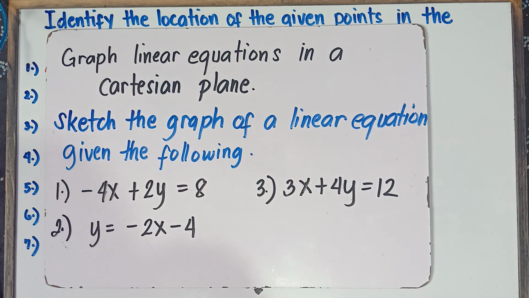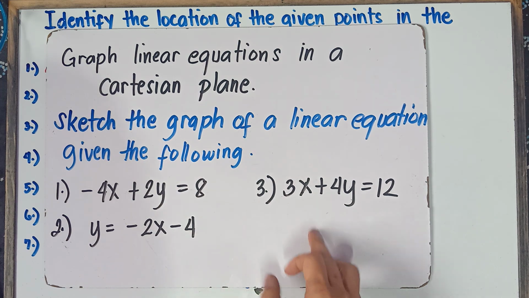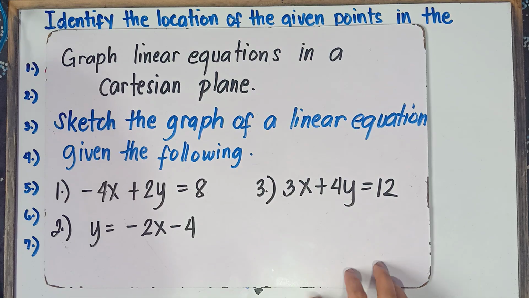So examples, class, you sketch the graph of a linear equation given the following. Number 1, we have negative 4x plus 2y equals 8. Number 2, we have y equals negative 2x minus 4. Number 3, we have 3x plus 4y equals 12. So we will have 3 examples, class, for you to really understand this one.